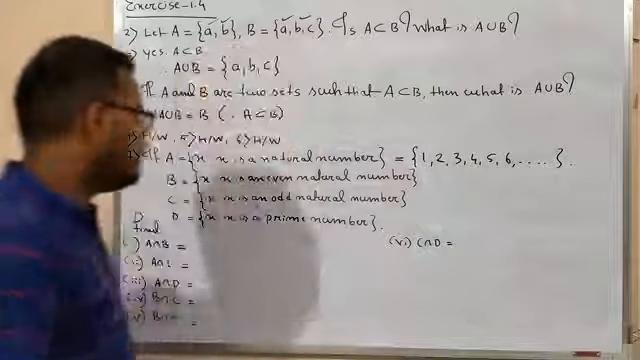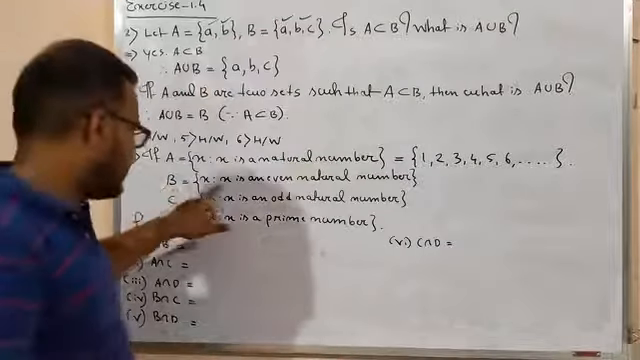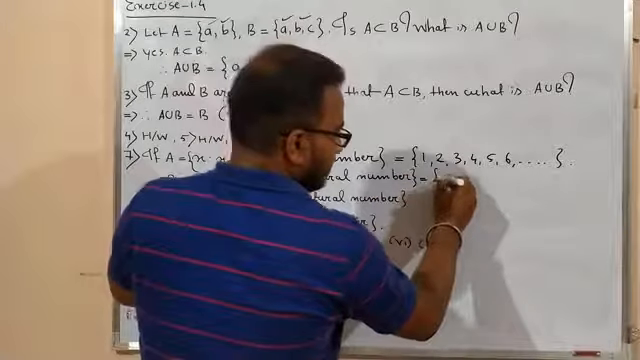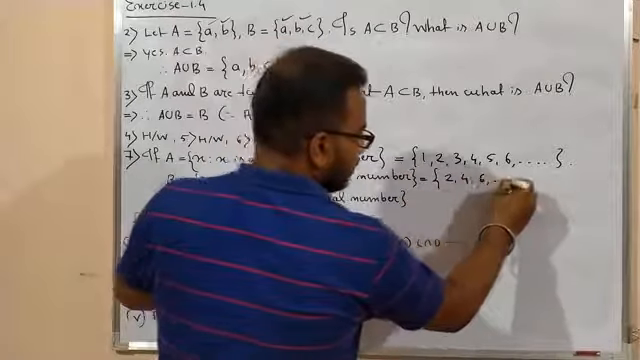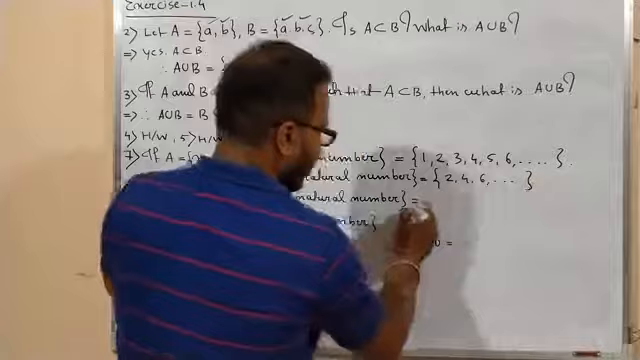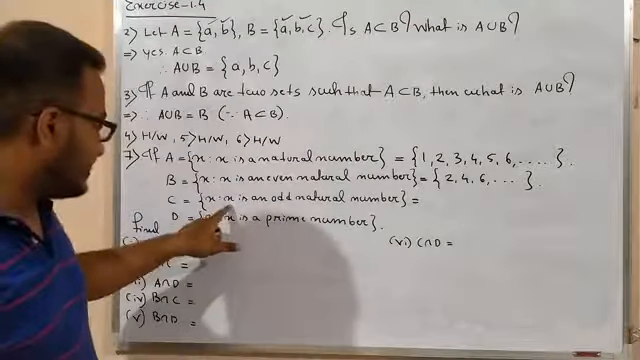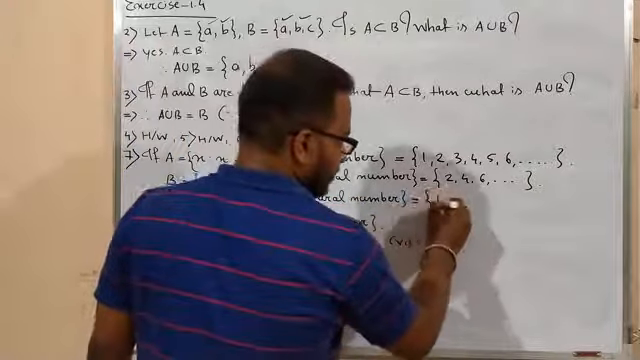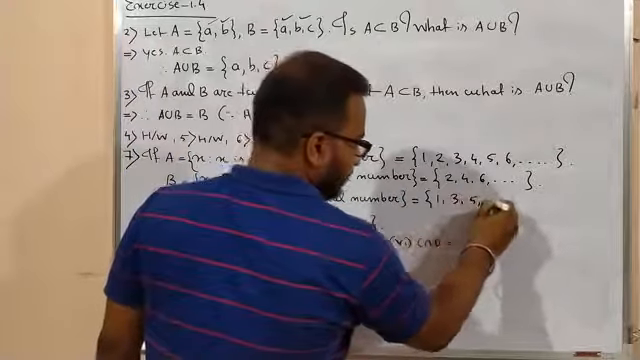Now B is what? B is the set of X such that X is an even natural number. Now what will be the even natural numbers? 2, 4, 6, dot dot dot. Now what is C? C is the set of X such that X is an odd natural number. So what are those odd natural numbers? 1, 3, 5, dot dot dot.